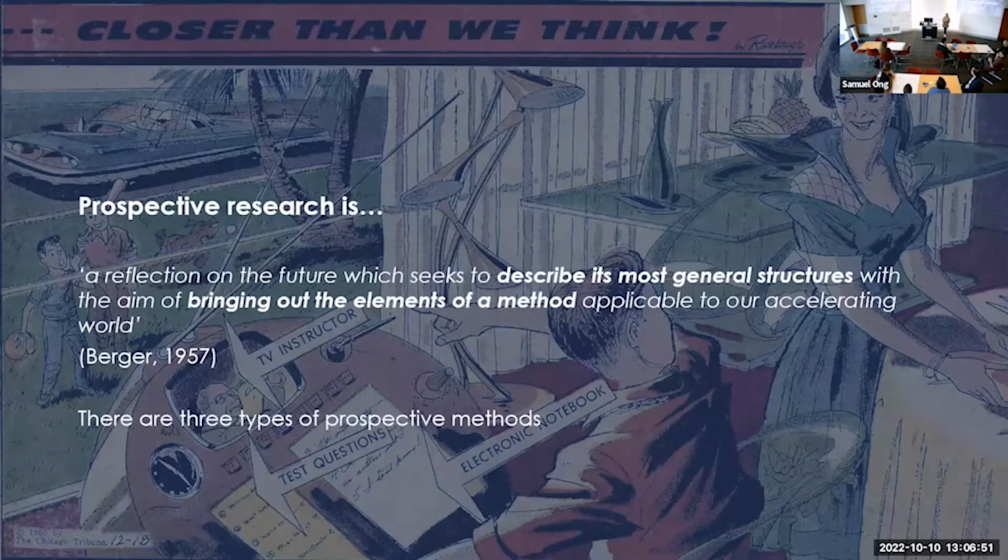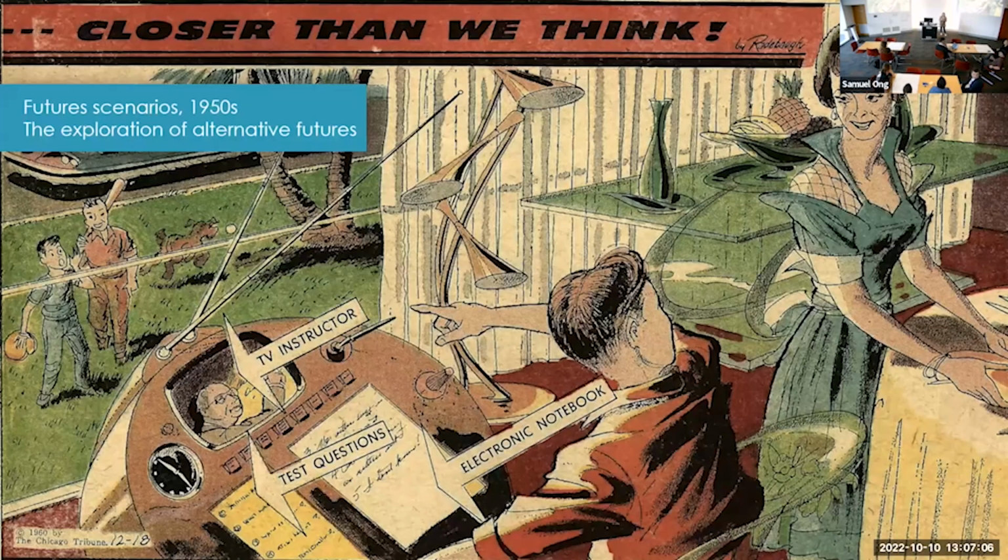So when we talk about the future, prospective research is a reflection on the future which seeks to describe its most general structures, with the aim of bringing out the elements of the method applicable to our accelerated future. And when we look at future scenarios in the past, it's really interesting to look back maybe 50, 60 plus years now and see what they were thinking our future would look like. And I can't help but notice, especially post-COVID, how relevant these situations are.